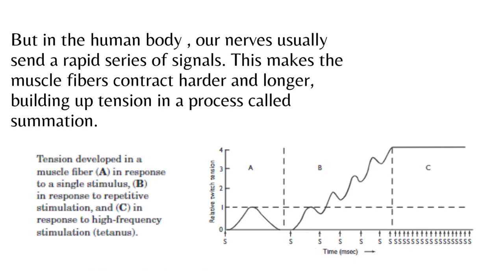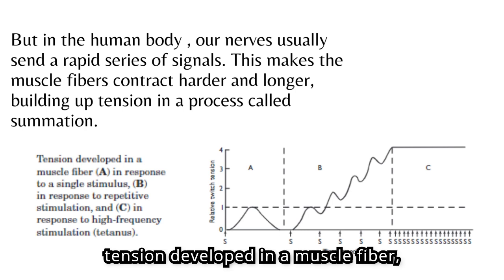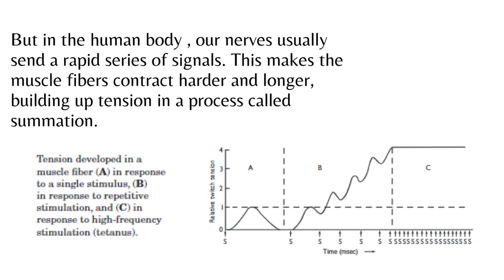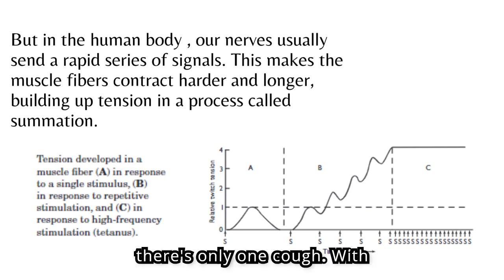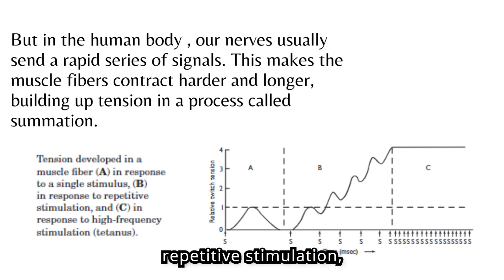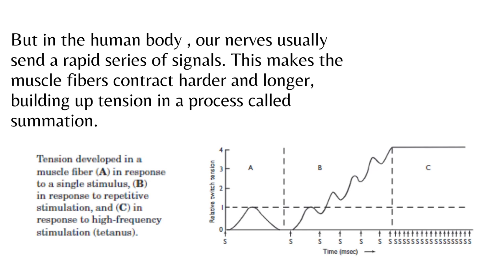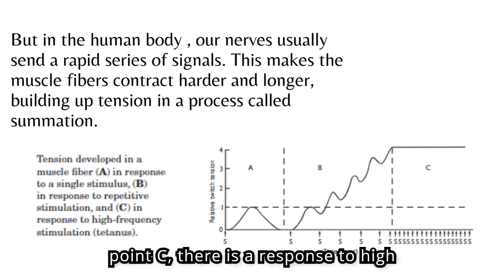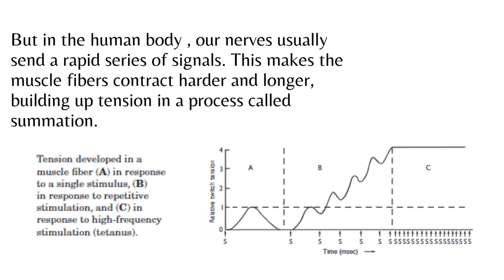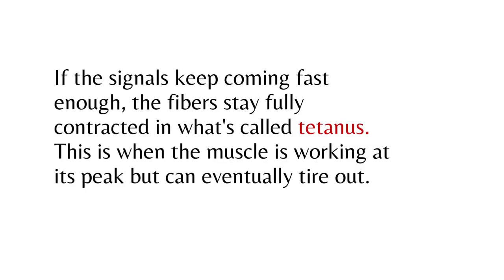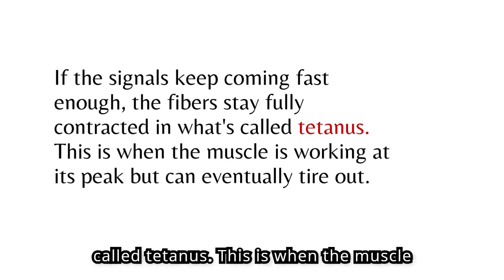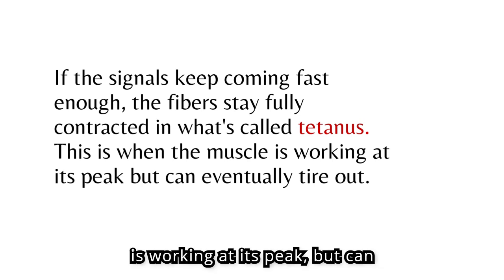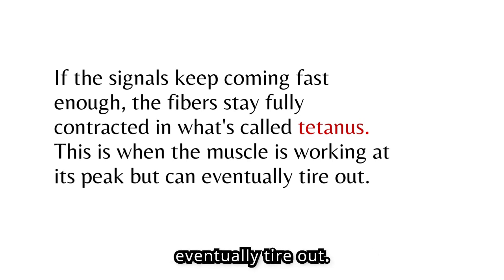As you can see in the graph, tension developed in a muscle fiber in response to a single stimulus shows only one curve. With repetitive stimulation, in point C, there is a response to high frequency stimulation. If the signals keep coming fast enough, the fibers stay fully contracted in what's called tetanus. This is when the muscle is working at its peak but can eventually tire out.